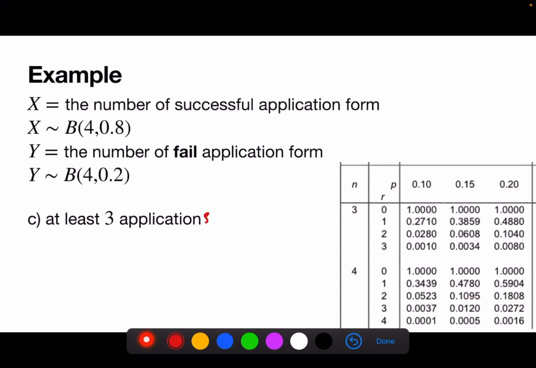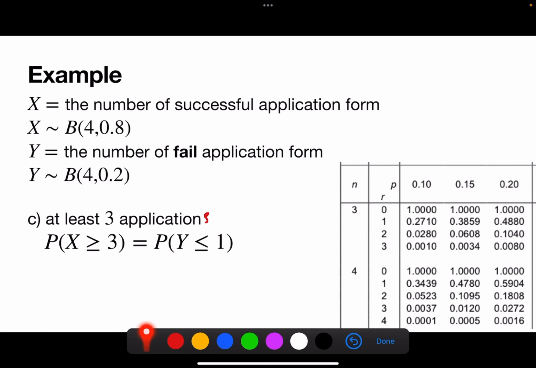At least 3 applications. So now let us change into maths. Probability x greater than or equals to 3. The minimum value is 3, so that's why we're using the symbol greater than or equals to. Now let us use these parameters. This x becomes y, greater than or equals to becomes less than or equals to 4 minus 3, which is 1.